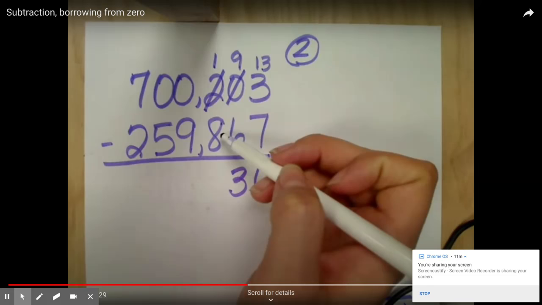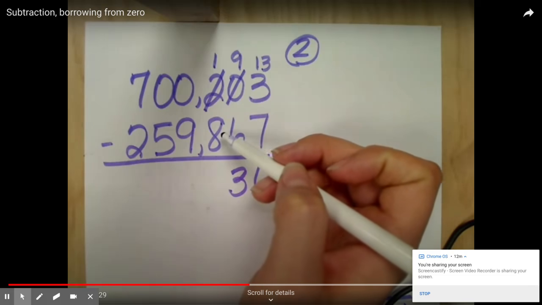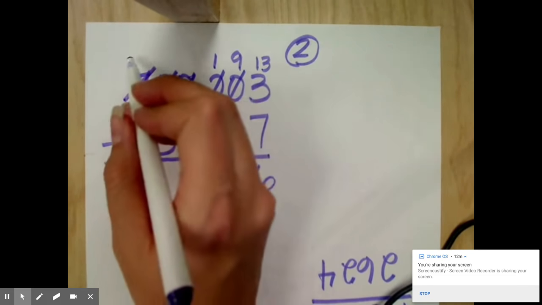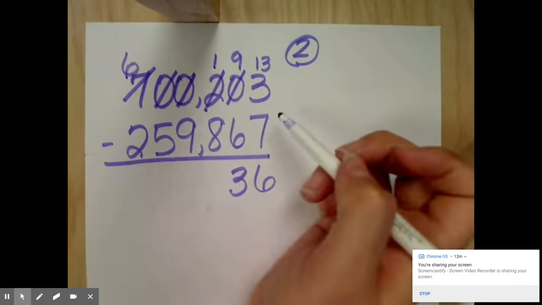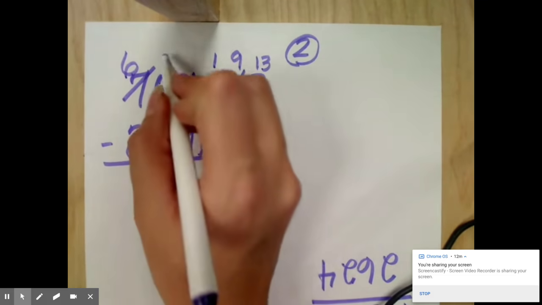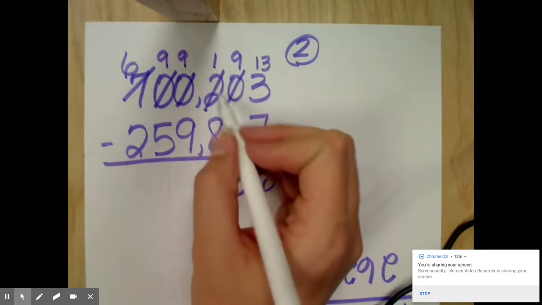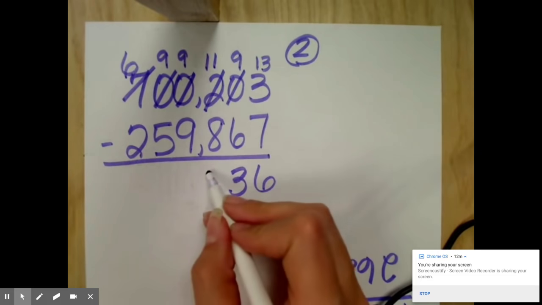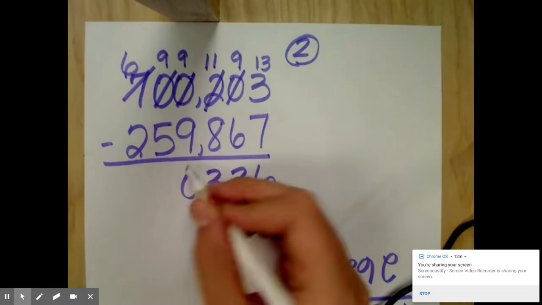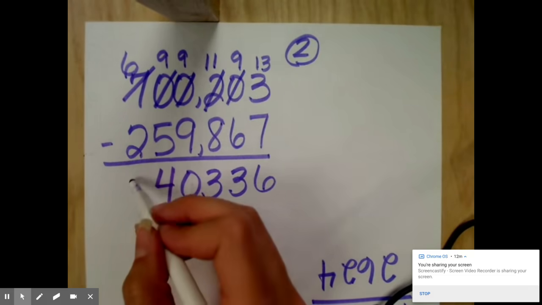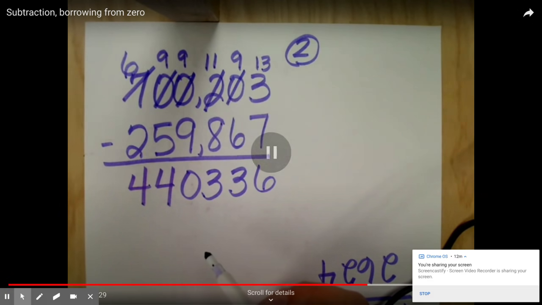And I ask myself, what's 1 less than 700? It's 699. 699 is actually 1 less. So if I cross this out and I take 1 away, I can make the 700 699. So now, boom, I can add 10 more and make that 11. Now it's easy. 11 minus 8 is 3. 9 minus 9 is 0. 9 minus 5 is 4. 6 minus 2 is 4. Boom. That is the difference.